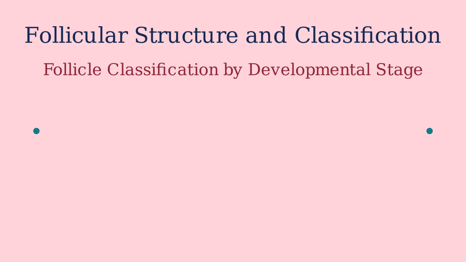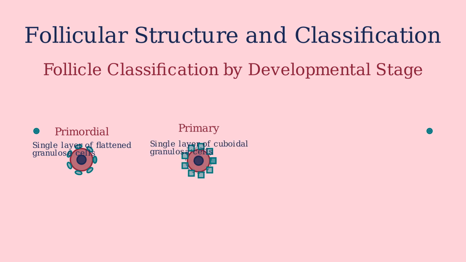Now let's examine how follicles are classified based on their developmental stages. Follicles progress through several distinct developmental stages. Primordial follicles are the most basic stage, containing a primary oocyte surrounded by a single layer of flattened granulosa cells. As development continues, the granulosa cells become cuboidal in shape, forming a primary follicle.